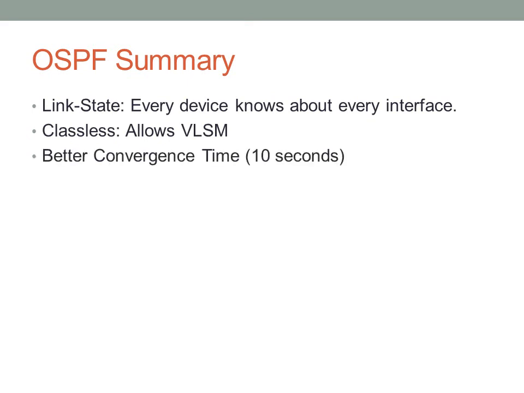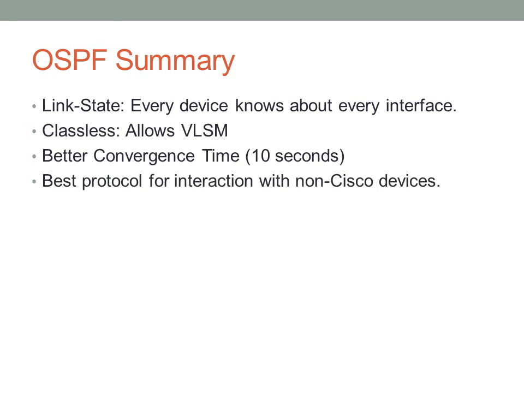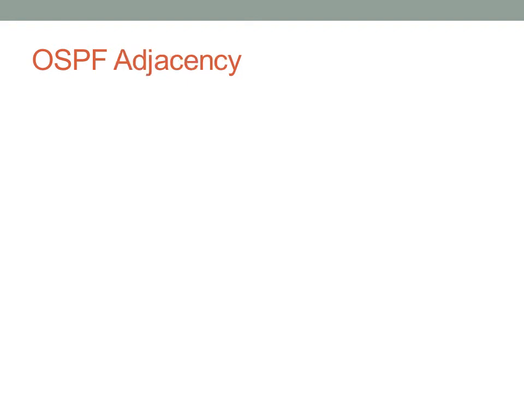It has a really good convergence time, approximately 10 seconds, and is probably the best protocol for interaction with non-Cisco devices. I say this because, of the two serious routing protocols that we talk about on the CCNA, OSPF is the only open source one. It's fairly widely known, fairly widely implemented, and while it's a little more CPU intensive, it's fairly robust. As I mentioned, OSPF is CPU intensive, and so it didn't really take hold until we started seeing beefier routers.